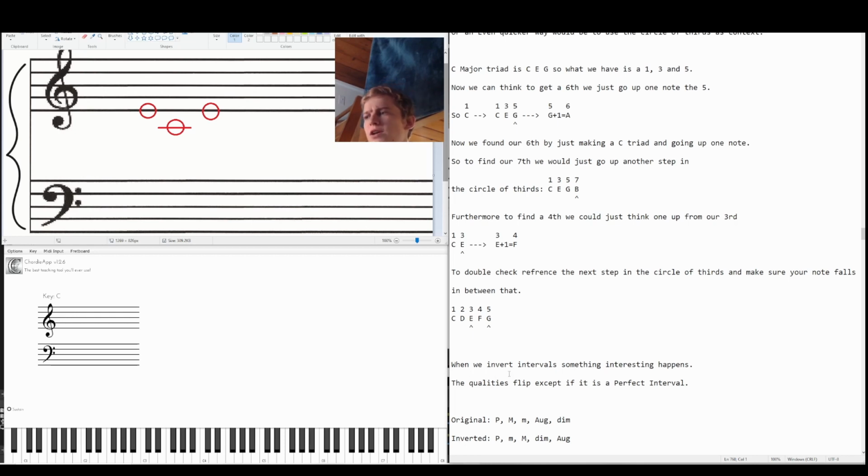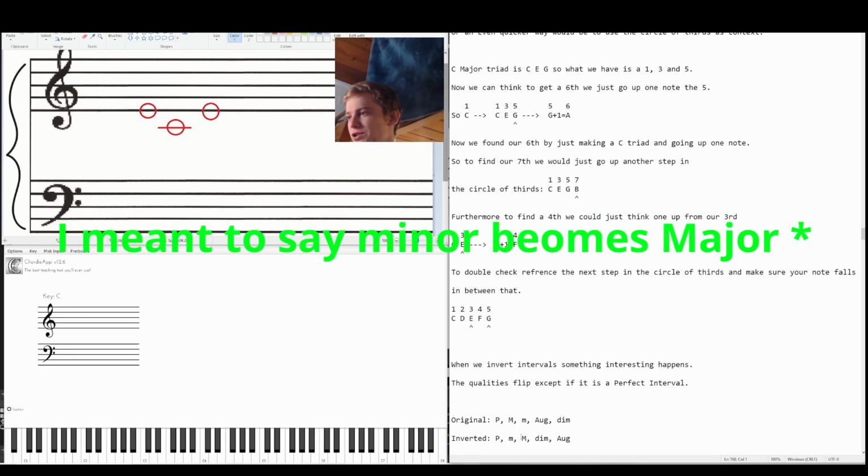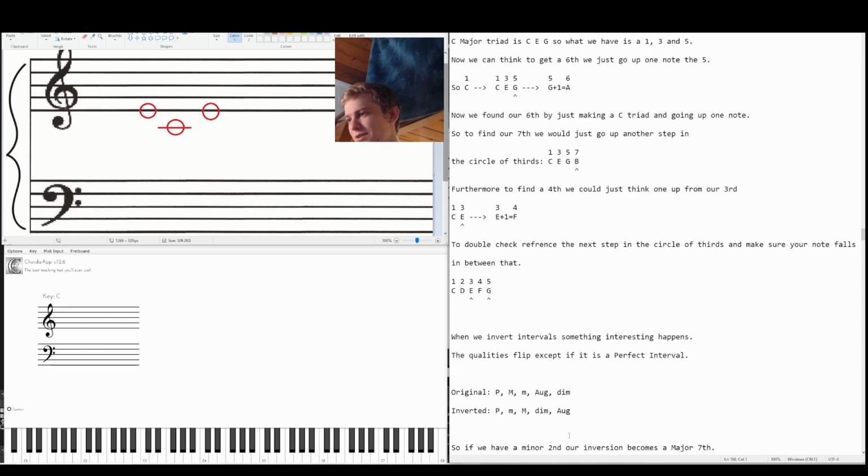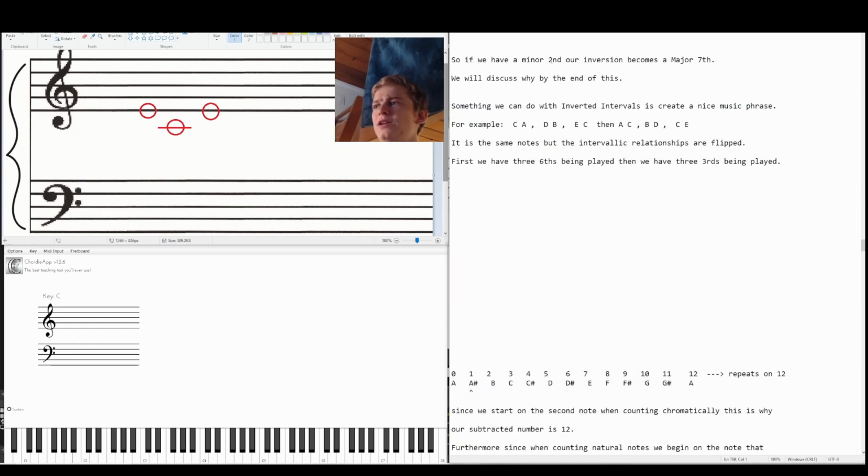When we invert intervals, something interesting happens. The qualities flip, except if it is a perfect interval. So originally, we have perfect, inverted, we have perfect, major becomes minor, minor becomes major, augmented becomes diminished, diminished becomes augmented. So if we have a minor second and we do that 9 minus 2, we get a major 7th. We will discuss why by the end of this.